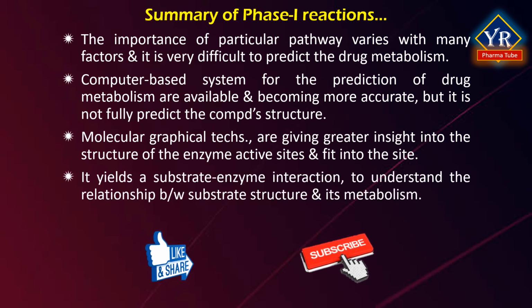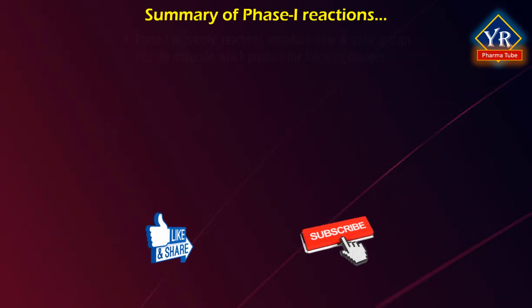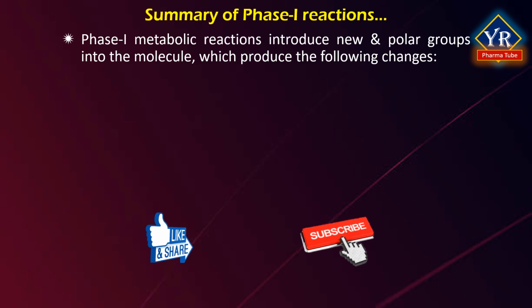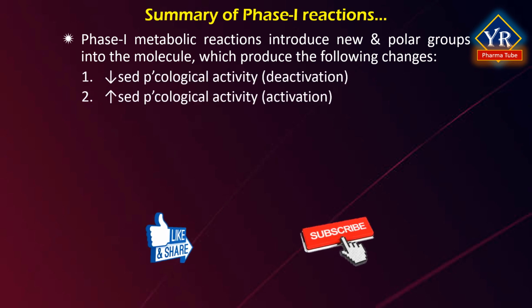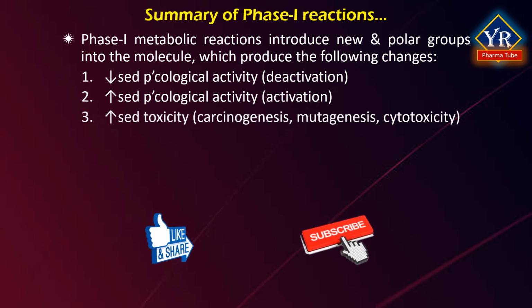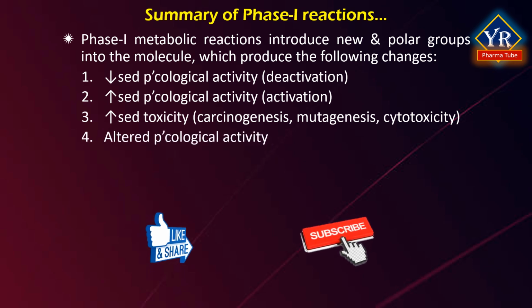Such work should yield a model of substrate-enzyme interactions and thus a better understanding of the relationship between substrate structure and its metabolism. Phase 1 metabolic reactions introduce new and polar functional groups into the molecule, which can produce certain changes in the drug molecule, such as decreased pharmacological activity, increased pharmacological activity, increased toxicity, for example, carcinogenesis, mutagenesis, and cytotoxicity, and altered pharmacological activity. Drugs exhibiting increased activity or activity different from the parent drug usually undergo further metabolism and conjugation, resulting in deactivation and excretion of the inactive conjugates.